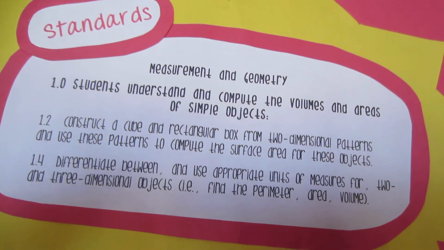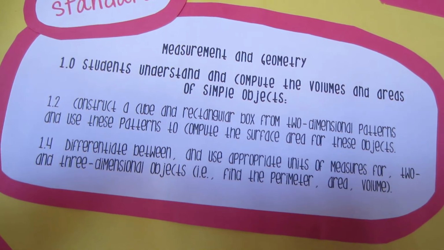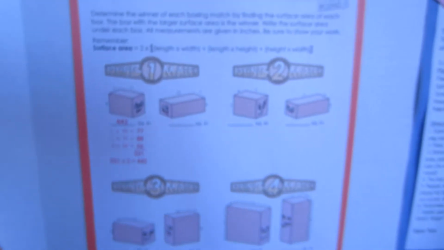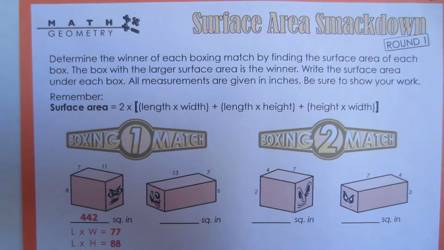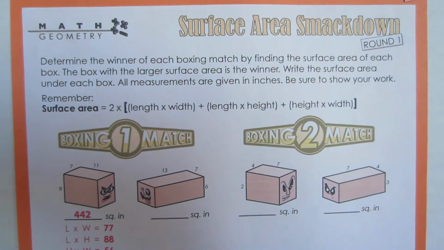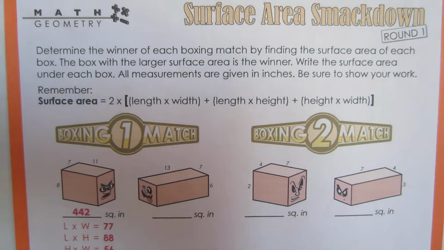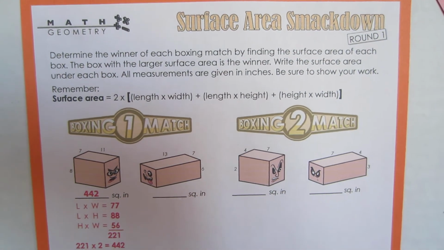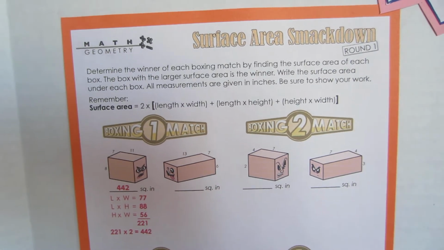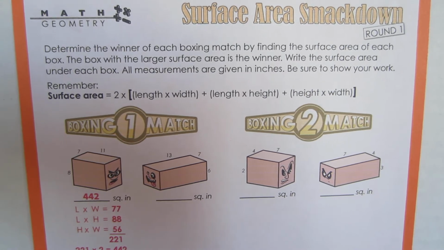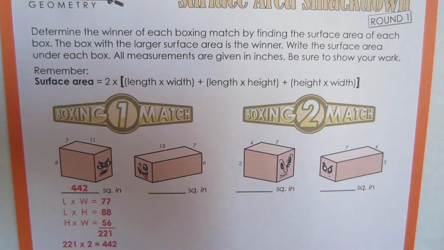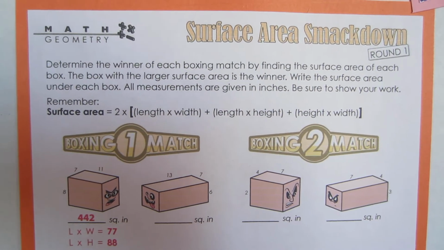So like the standard says, they are able to use 2-dimensional objects. So this right here would be the worksheet. Surface Area Smackdown, Math Geometry. This is where I got the idea for the game. It says determine the winner of each boxing match by finding the surface area of each box. The box with the larger surface area is the winner. Write the surface area under each box. All measurements are given in inches. Be sure to show your work.